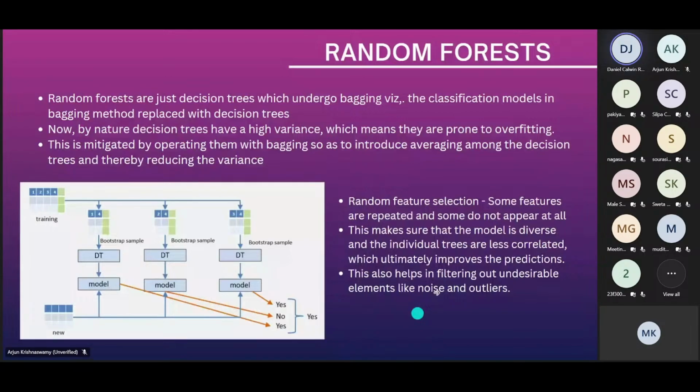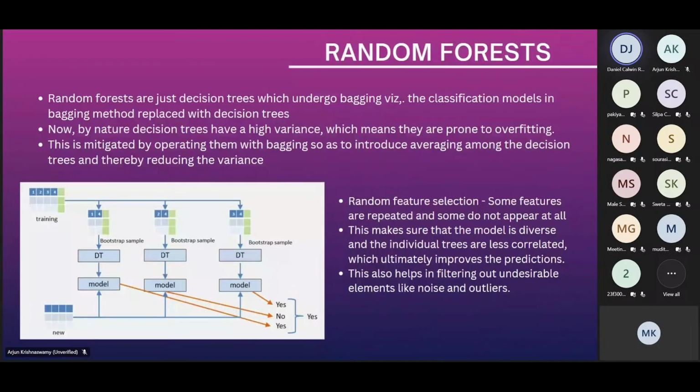Okay, so random forests are basically a normal bagging algorithm, but here we are going to replace those individual classification models with a decision tree. So firstly, let's address this. Why are we implementing a bagging algorithm onto decision trees? Aren't they more accurate by themselves? Why are we implementing a bagging algorithm over them?